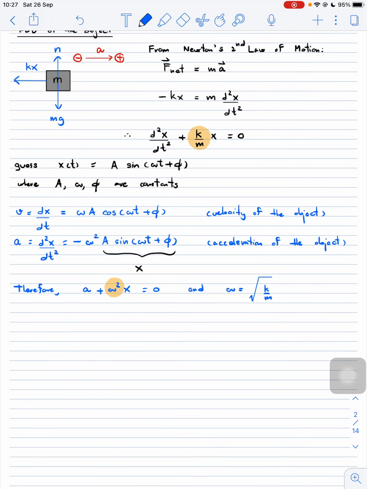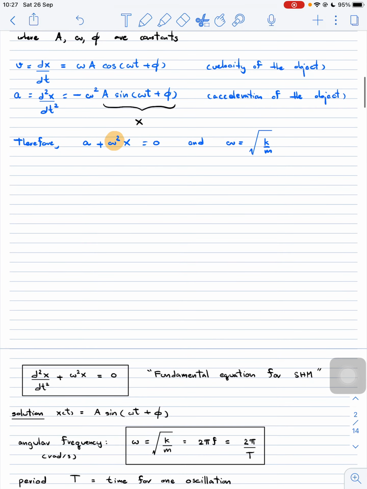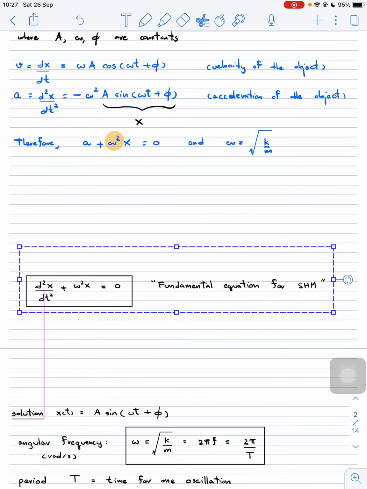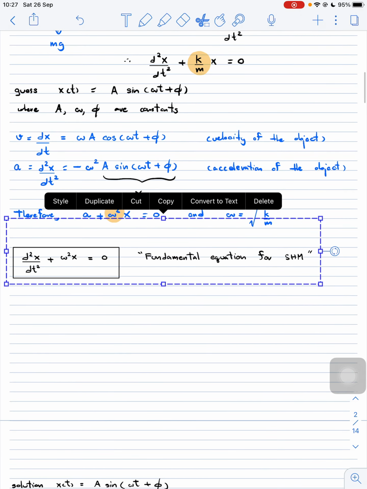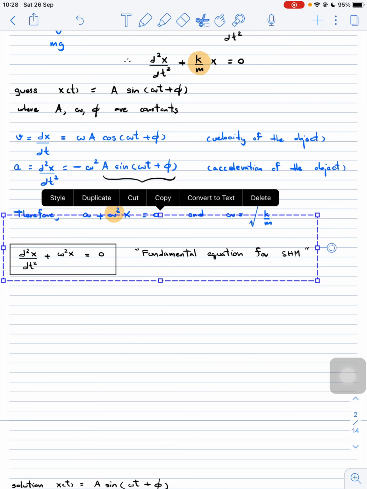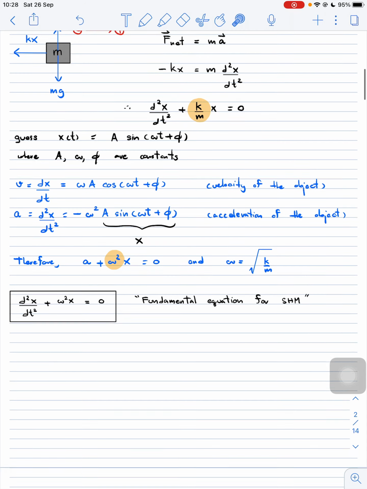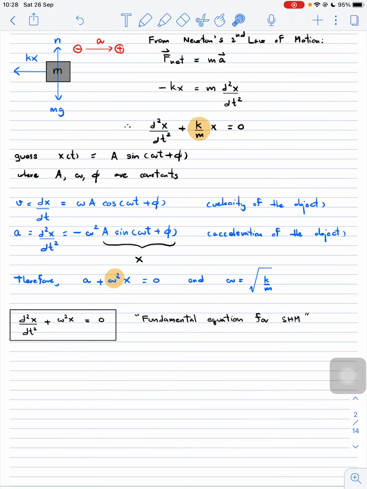Okay, and that's it, right? So now for the conclusions, we can say that this equation is called the fundamental equation for the simple harmonic motion. So you can have this form.